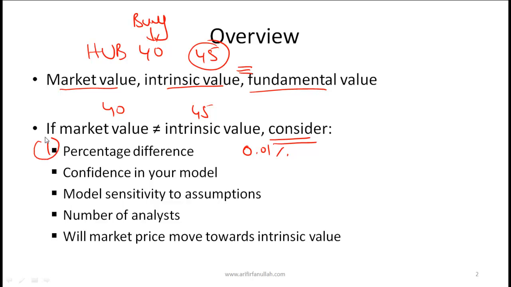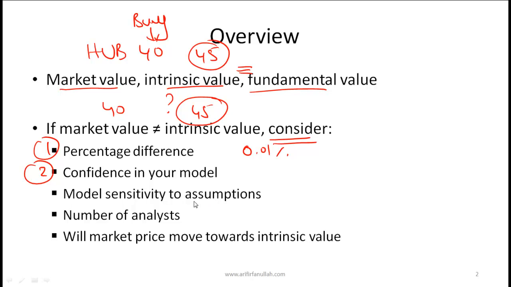So one, you look at the percentage difference. If the percentage difference is very small, this might go away in terms of transaction costs. So if your transaction cost is more than this difference, then obviously it doesn't make sense to buy if you are simply buying because of the difference between market value and intrinsic value. Another important factor is the confidence that you have in your model. So how confident are you in the model that produced this price? If you are not very confident, then again there is a question mark as to whether you should buy.